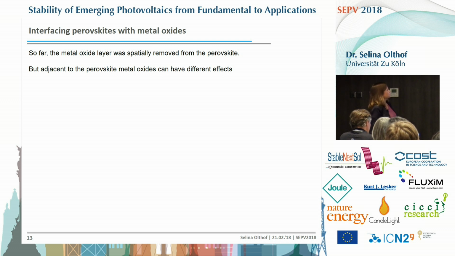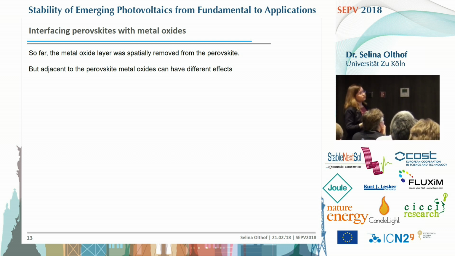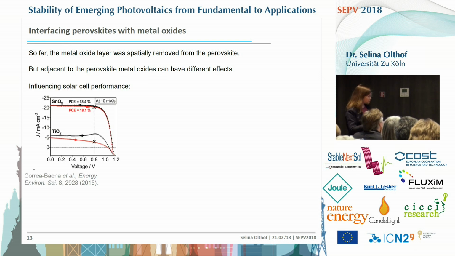All right, so far I showed you good effects of a metal oxide layer that was far removed from the perovskite, so not in contact with the perovskite. But if you have a metal oxide adjacent to your perovskite layer, then several things can happen. So good things can happen. This is a paper from the Lausanne group who showed if you change from titanium oxide to tin oxide, you can improve your device performance, right? This is just changes in energetic alignment and charge extraction efficiency.